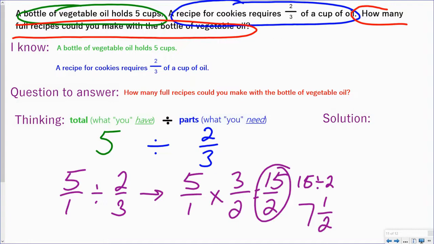But again, it says how many full recipes can we make? So I have a whole number of 7 and a fraction, which is a part. So I only have enough to make 7 full recipes, because I don't have enough with this half to make another entire recipe. So my answer would be 7 recipes.